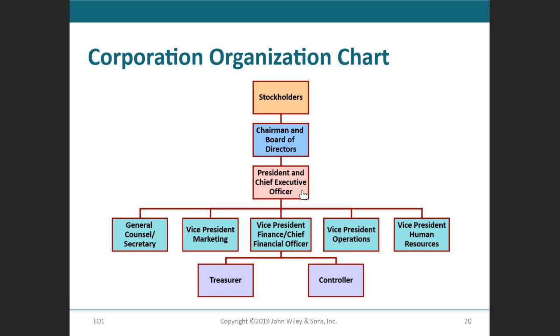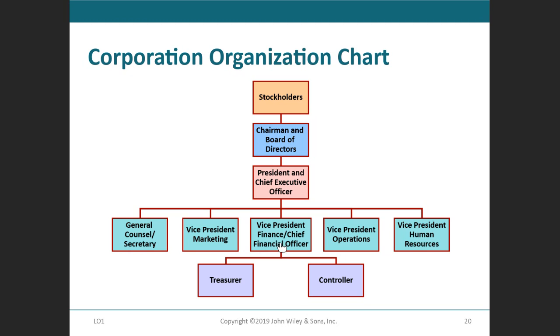So we have the chief executive officer who's selected by the board, and he or she is the chief executive officer to whom everybody in the company reports. So you have a general counsel or general secretary, you have the vice president of marketing, you have the vice president of finance, you have the vice president of operations, you have the vice president of human resources. And again, these positions depend on whatever the company needs. There may be a vice president of quality control, there may be a vice president of production, depending on what the company needs, right? So every single unit has a vice president.